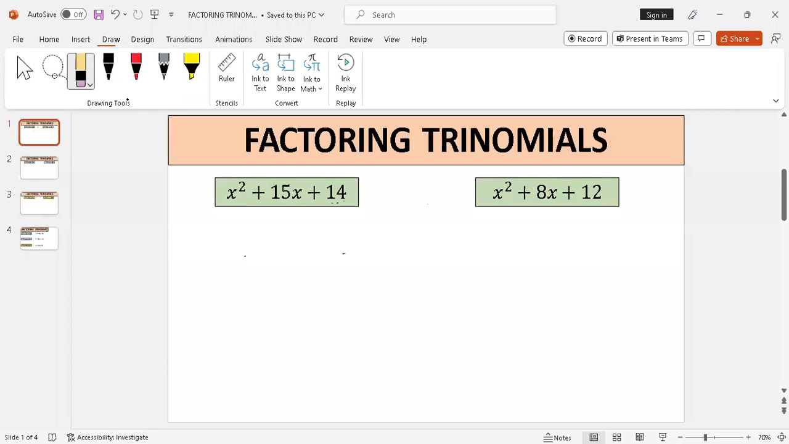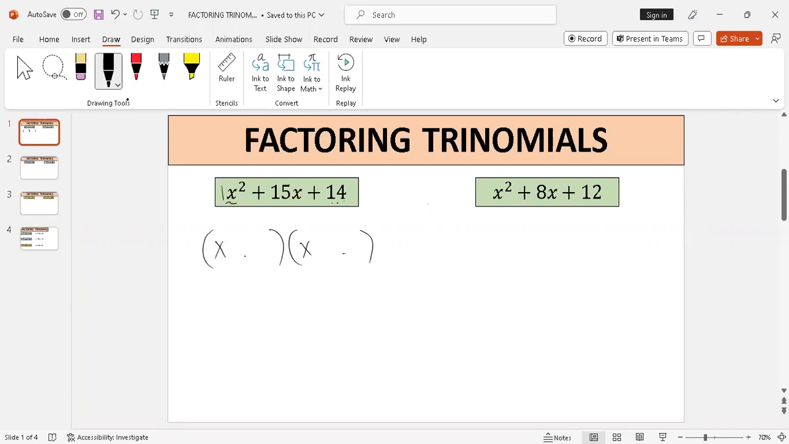In this lesson video, you will learn how to factor trinomials where the numerical coefficient of the leading term is 1. So let's get started. Let's try to factor x squared plus 15x plus 14. Since the numerical coefficient of the leading term is only 1, our first terms here are x.